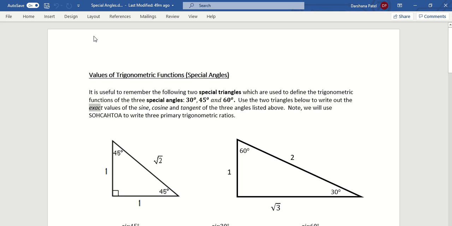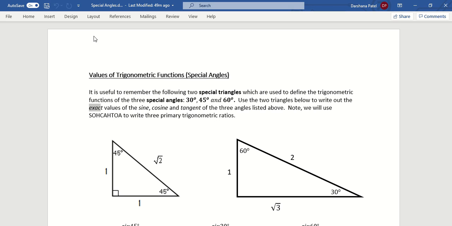Values of trigonometric functions. Special angles. It is useful to remember the following two special triangles, which are used to define the trigonometric functions of the three special angles: 30 degrees, 45 degrees and 60 degrees. So special angles are 30 degrees, 45 degrees and 60 degrees.